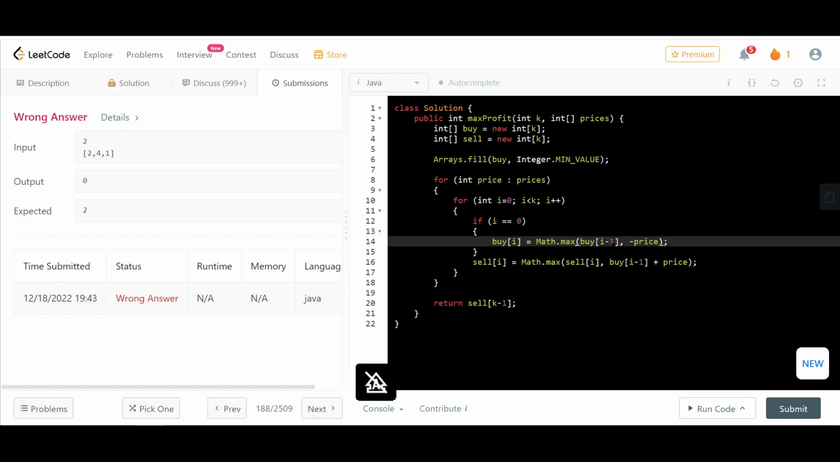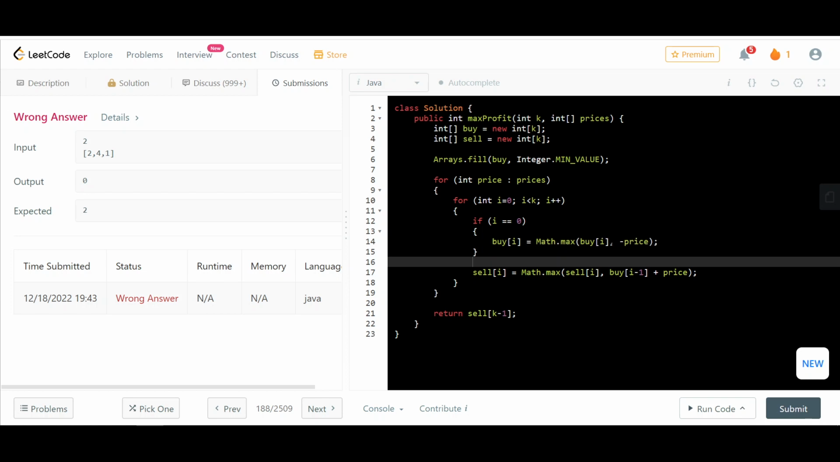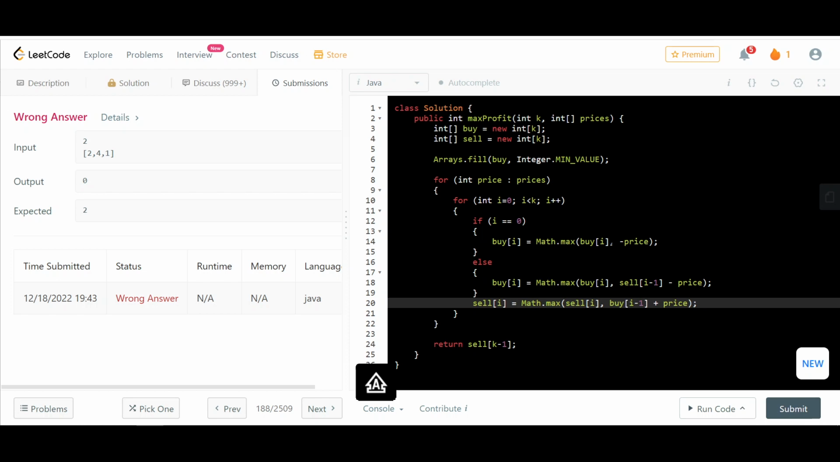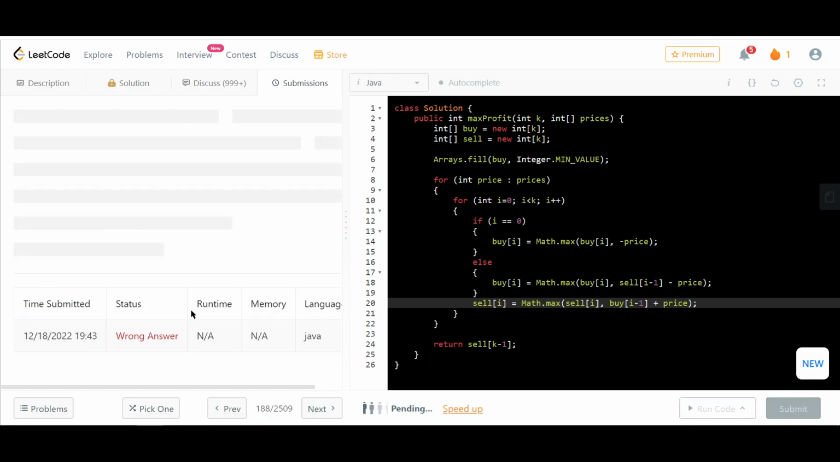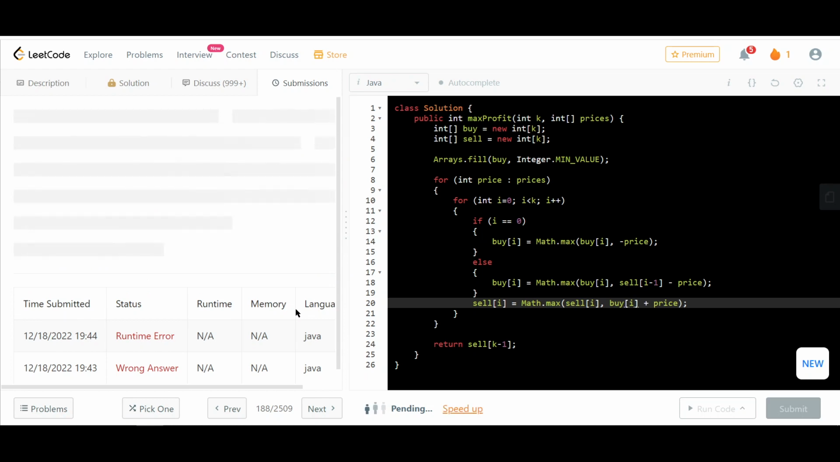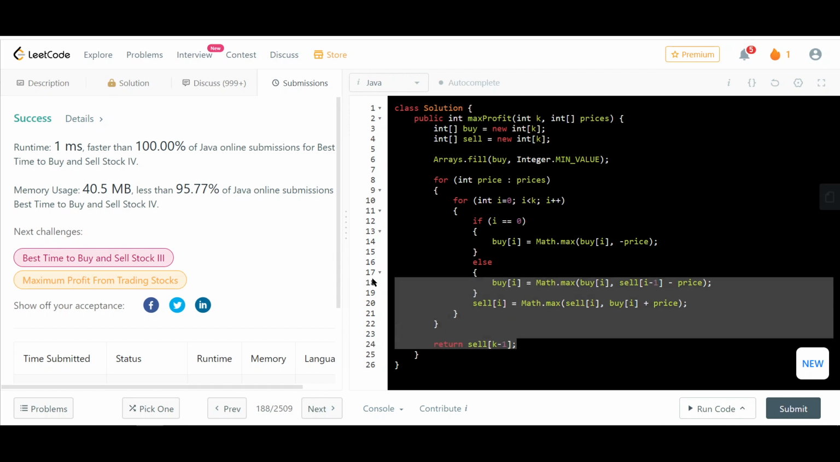Okay. So for I equals 0, we intentionally wanted to keep either buy of I or minus price. Else, whatever you last sold minus the price, and again here whatever you last bought plus today's price. Okay, submit again. Index out of bound exception, minus one shouldn't happen. Equals 0 goes here. Oh, this one. Yeah, so you have to consider till this, so that's fine. Yeah, and it works.